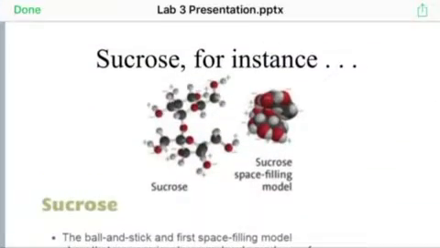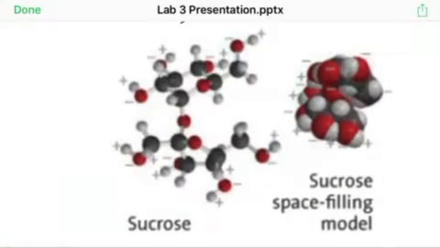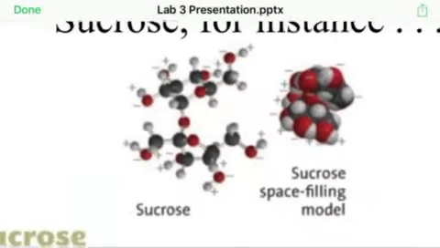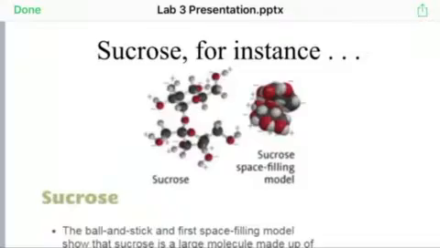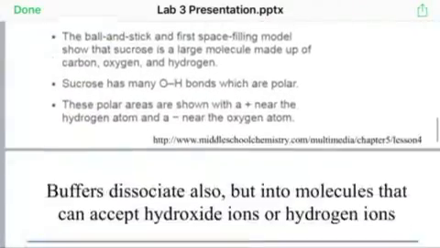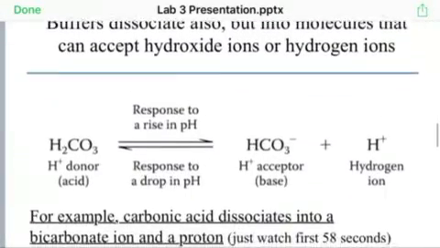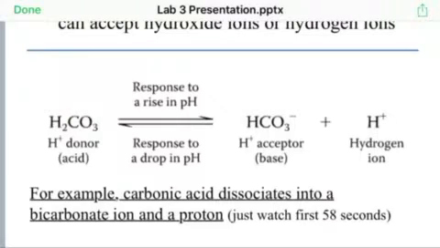Sucrose, on the other hand, is a solid, covalently bonded molecule. It's not going to disassociate the same way as a salt crystal will. So we're going to see those differences in the lab. The other big thing is that we're dealing with acid today. We're going to see how that changes the solubility of a solution and how we can stop acidic or basic solutions from changing the pH when we add a buffer.